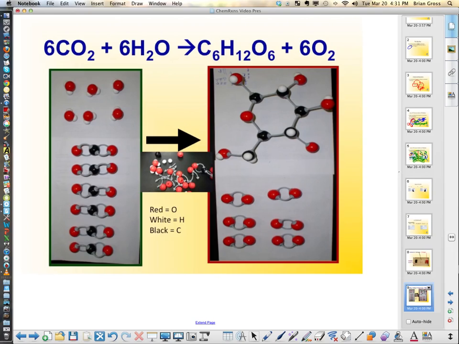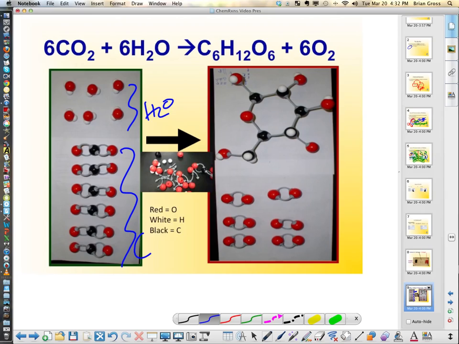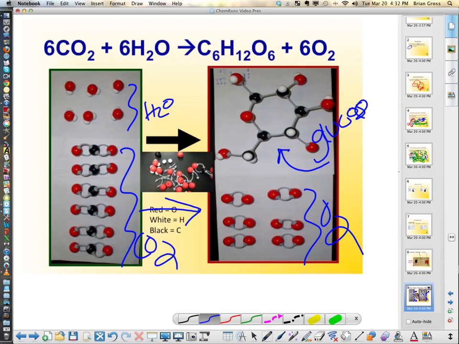And as you can see, these are physical representations of what's happening. So this is saying that these 6 waters, so these are H2Os, plus these 6 carbon dioxides yield or turn into this one sugar, which is this right here, and this is called glucose, our one giant sugar, plus 6 oxygens, which are these guys. Go through, count if you don't believe me, I promise you it's going to work out.